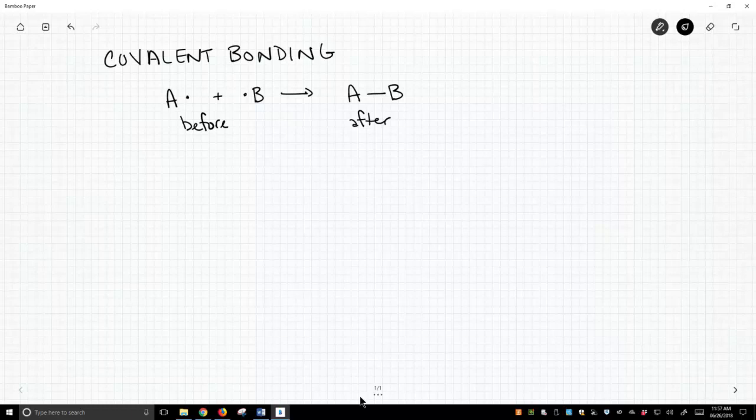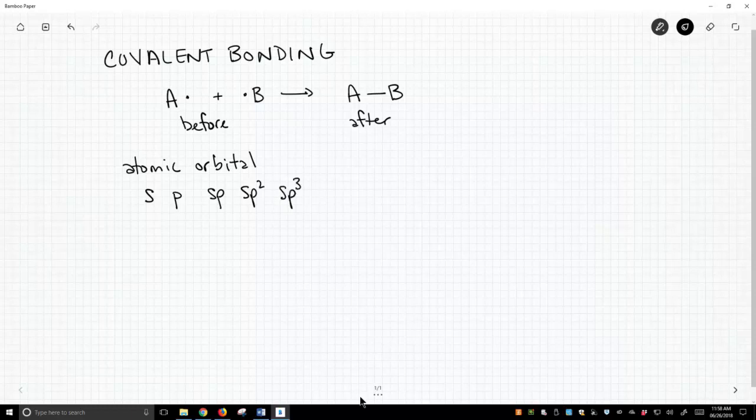Well, we're going to form this bond from atomic orbitals. So what atomic orbitals have we seen? Well, we've talked about s orbitals, and there are p orbitals, and then we made hybrids like sp and sp2 and sp3. So there are a lot of different atomic orbitals that can be used, and these atomic orbitals will then combine. So these atoms have atomic orbitals, and we will combine them and mix them to make molecular orbitals.